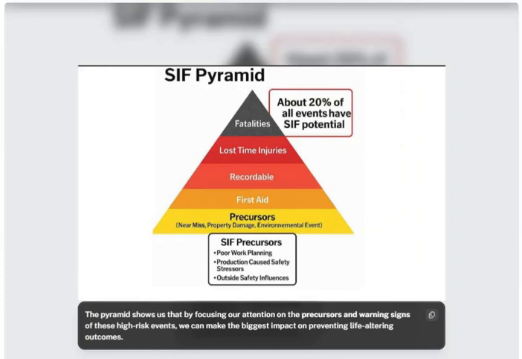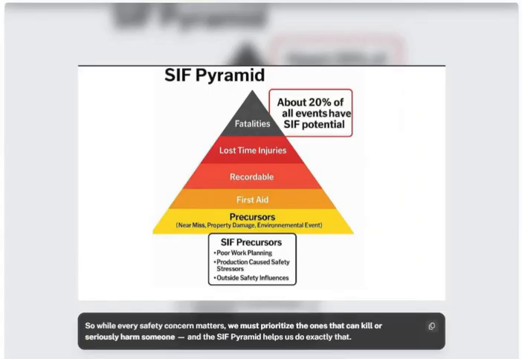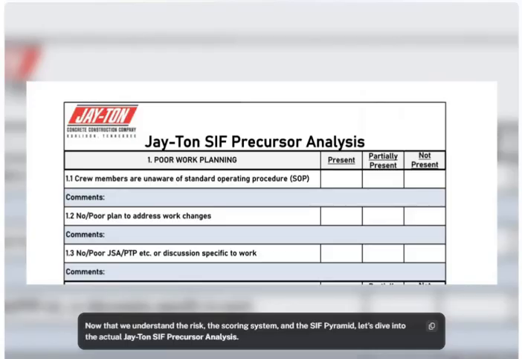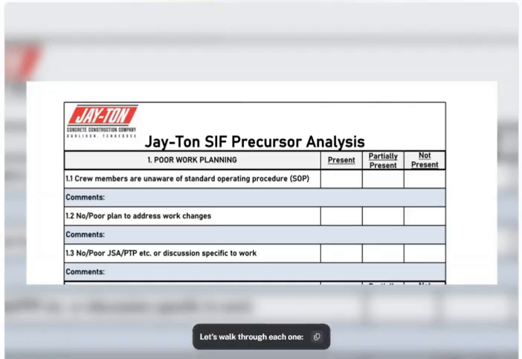The pyramid shows us that by focusing our attention on the precursors and warning signs of these high-risk events, we can make the biggest impact on preventing life-altering outcomes. So while every safety concern matters, we must prioritize the ones that can kill or seriously harm someone, and the SIF pyramid helps us do exactly that. Now that we understand the risk, the scoring system, and the SIF pyramid, let's dive into the actual Jay-Ton SIF precursor analysis. This tool is broken down into 4 key sections, each designed to uncover different types of SIF risk factors on your project. Let's walk through each one.